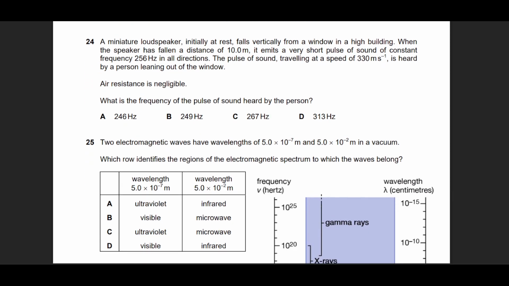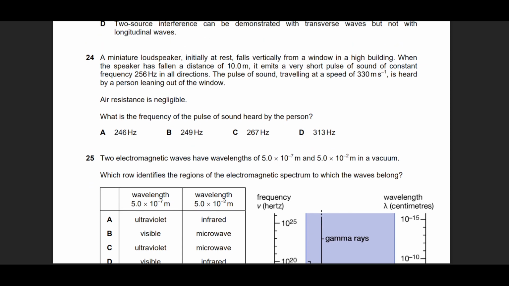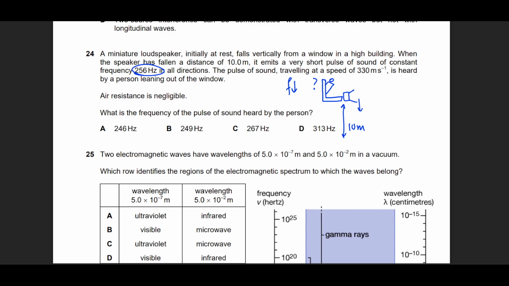Okay. Question number 24, he says that there is a person standing in a window, for example, or leaning outside the window. There is a pot, for example, or at least a speaker that produces sound. He accidentally throws the speaker, or the speaker is actually falling down right now. Okay. Now, when it has fallen a distance of 10 meters, it produces a sound of pulse 256 hertz. He says, what is the person going to observe? You see, the source of sound is moving away, so the frequency should decrease. I should see a decreasing frequency.